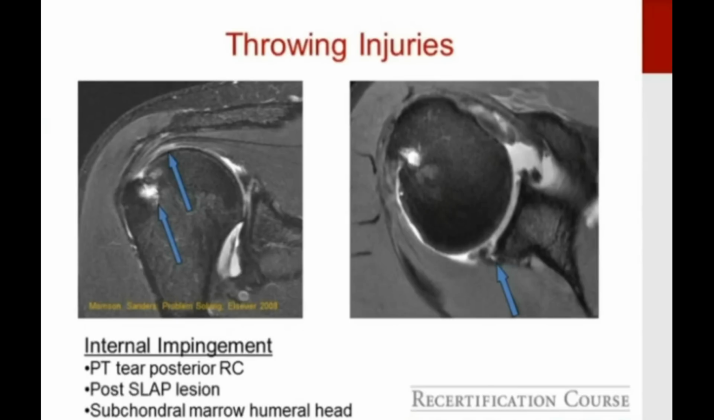We can see partial thickness tearing along the undersurface. Then we see the subchondral cyst in the posterior aspect of the humeral head, and then a tear of the posterior labrum. And this injury pattern is specific for internal impingement in throwing or overhead athletes.